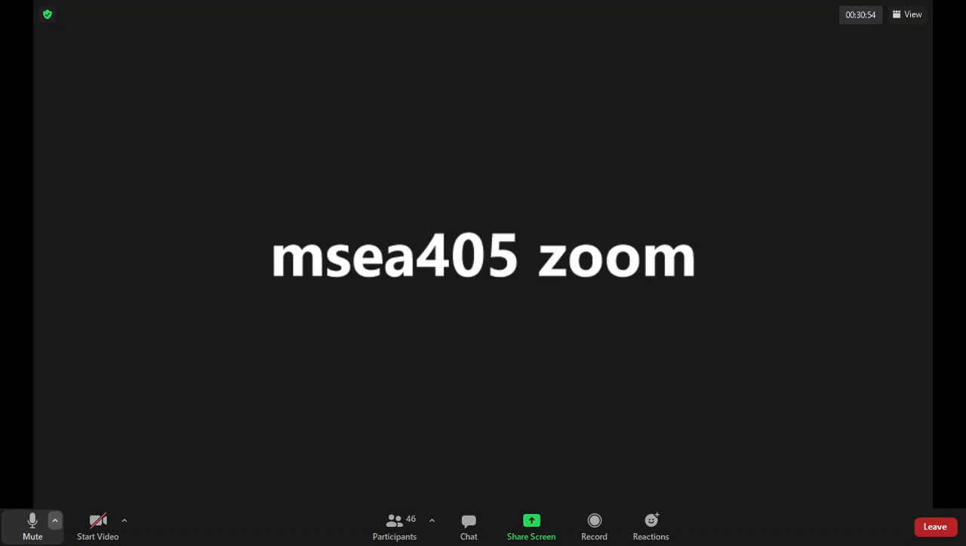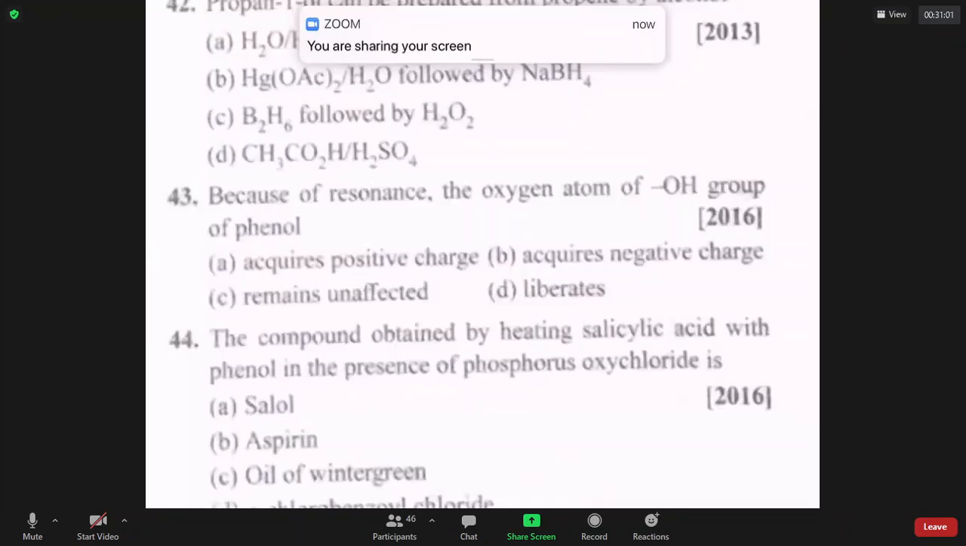Please look at the question. What is the answer to this question? Because of resonance, the oxygen atom of the OH group of phenol gets what? Are we very clear about it?